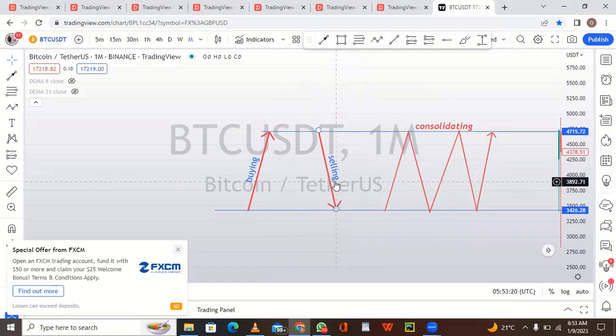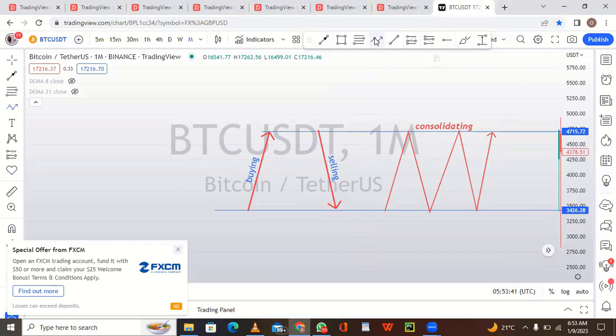How do you know when the market is bullish? What are the features? What are the characteristics? What are the things you need to look out for when you are considering a bullish market, and what are the things you need to look out for when you're considering a bearish market? So we are going to look at that. For a market to be bullish, there are a few things you need to consider.